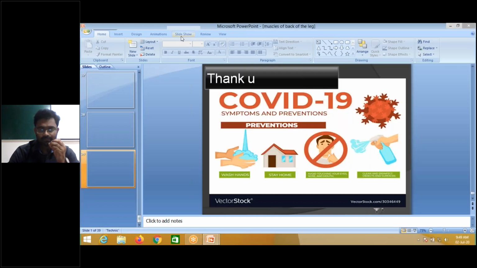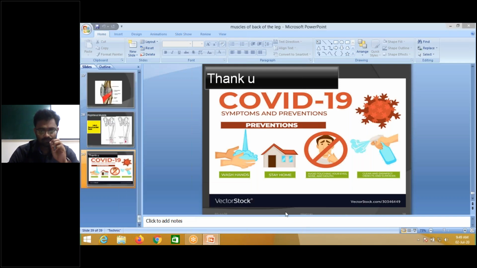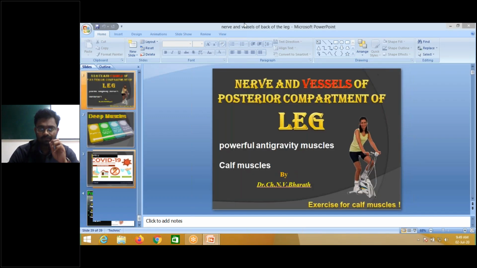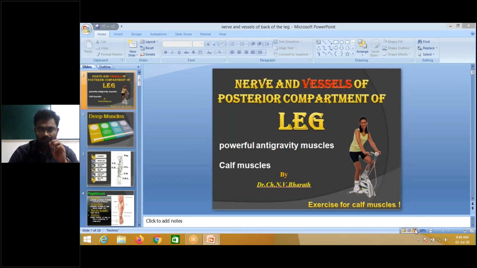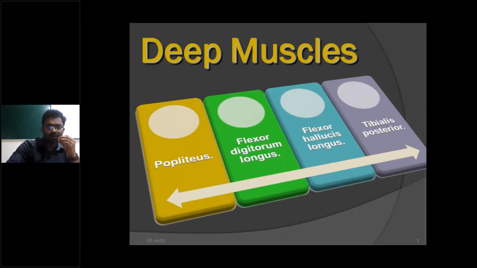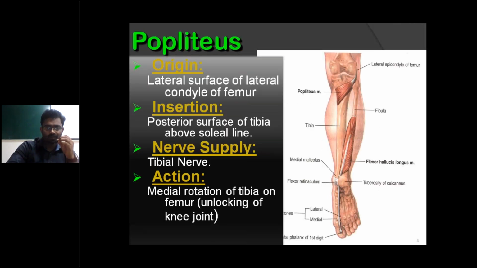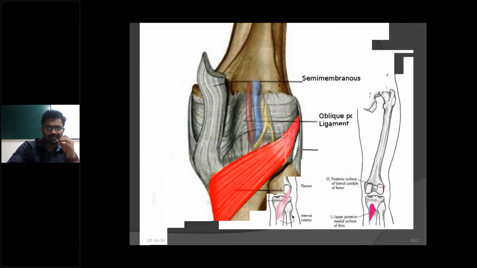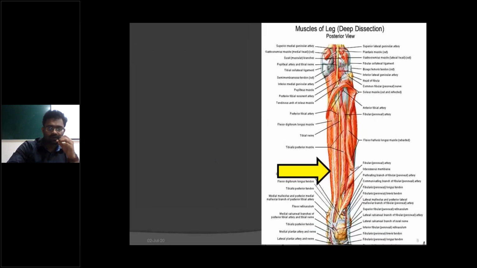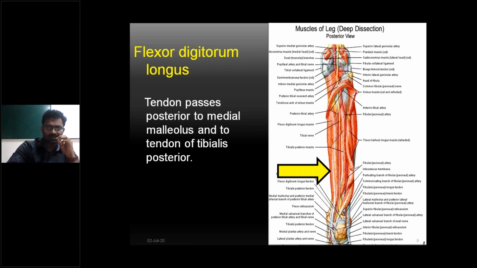Today we discuss the remaining muscles. So the deep muscles are popliteus, flexor digitorum longus, flexor hallucis longus, and tibialis posterior. So, flexor digitorum longus.